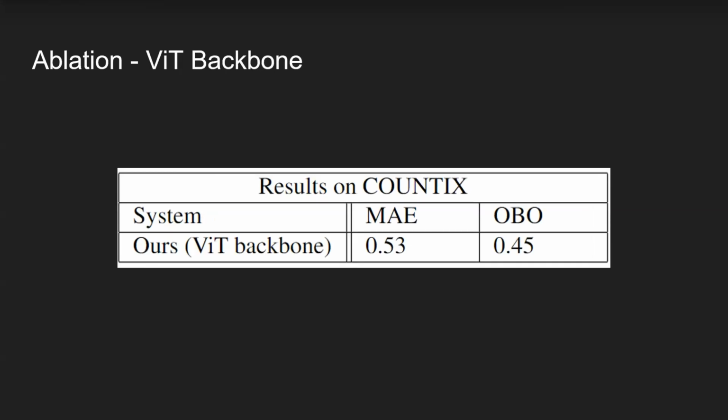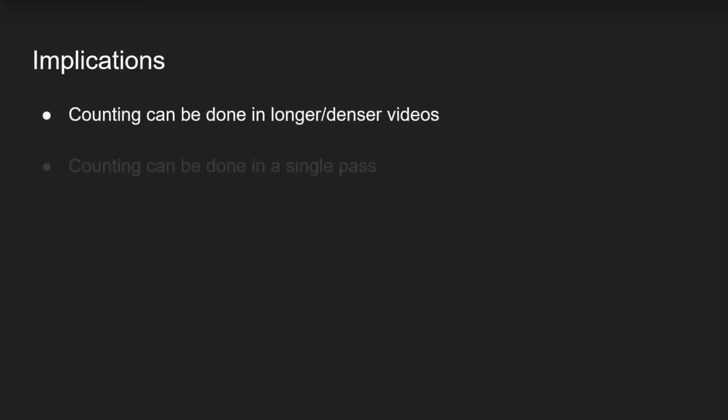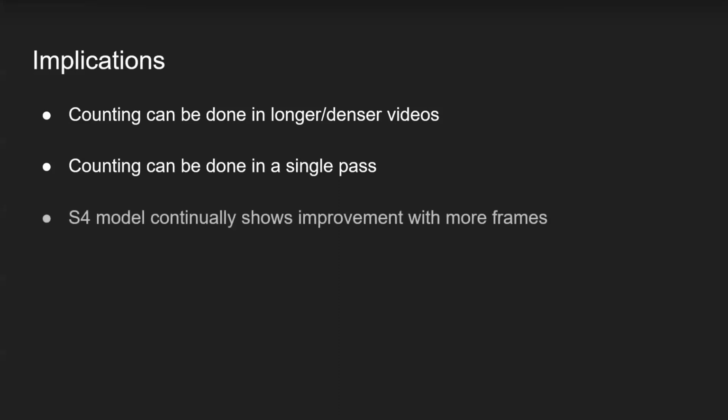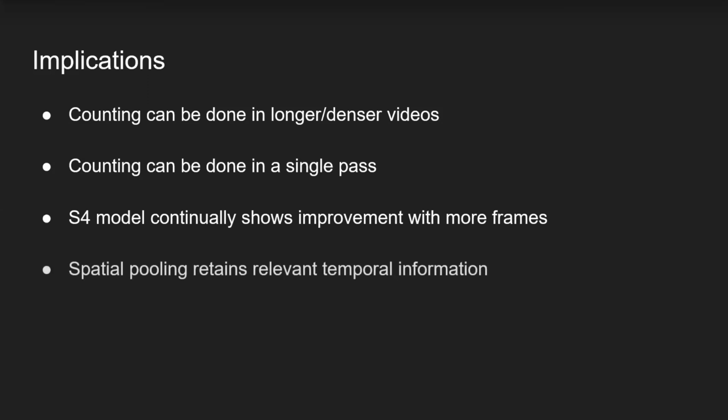Lastly, when we replaced the backbone with a ViT instead of a ResNet, we got an MAE of 0.53 and 0.45, as Alec explained, due to the complications present. The implications from this paper are that counting can be done in longer and denser videos, where we have more repetitions, in a single pass instead of multiple passes. And it can be continually improved when we feed more frames. And the spatial pooling retains relevant temporal information over a longer number of frames.